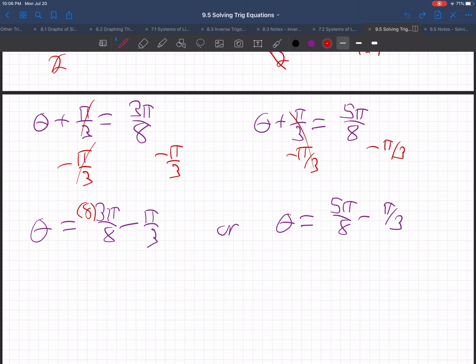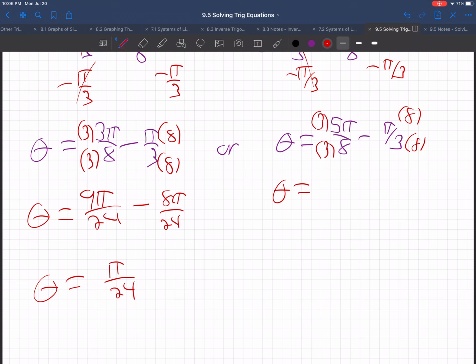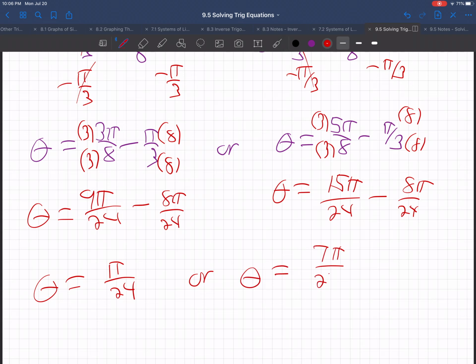What am I doing? That is not the right way to do that. We got to multiply by 3 here to make 24 and 8 here. So we get 9 pi over 24 minus 8 pi over 24. So that's pi over 24. This one, top and bottom by 3, top and bottom by 8, and I get 15 pi over 24 minus 8 pi over 24, which is 7 pi over 24. So we got 7 pi over 24 and pi over 24.